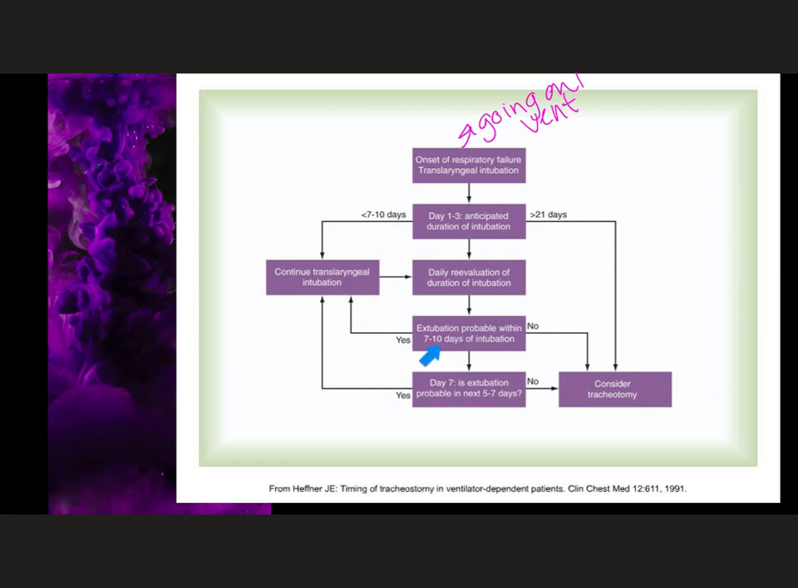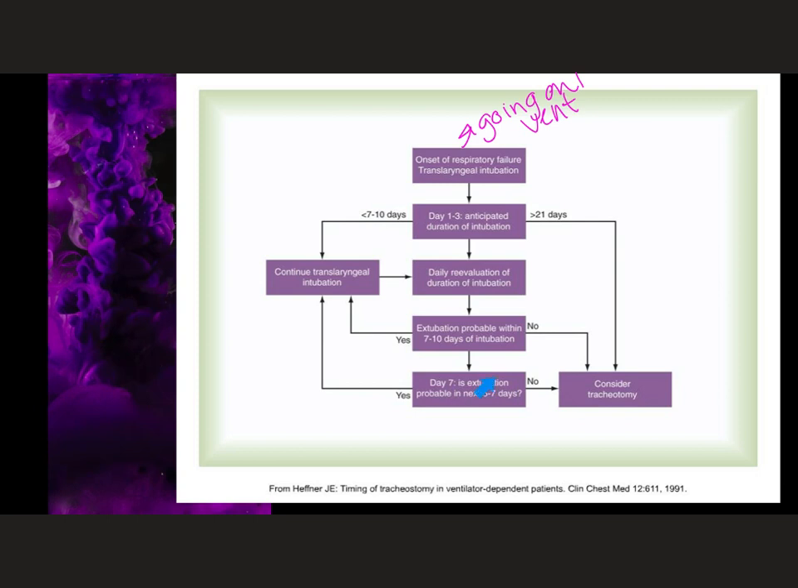So it's been 7 to 10 days. It's probably not going to happen. And he's bucking the vent. He's not doing good. We're finding there's more comorbidities. Maybe his blood pressure's dropped, so we have to fix all these other things. Then we would consider a tracheotomy.